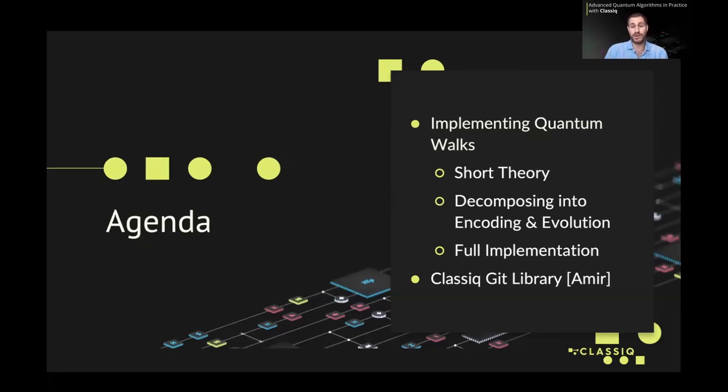As we've covered in previous sessions, we divided the quantum algorithm framework in general into three steps. First we have encoding of the data, then we have the evolution that we want to do in a smart way, and then we need to do a measurement and post-process the results. Today we'll decompose only the first two steps, and we'll ignore the third step for now, and then we'll go through the full implementation. So this will be the first 1 hour, and then we have a short break, and then Amir will come and introduce the Classiq Git library, which contains many implementations of advanced quantum algorithms.